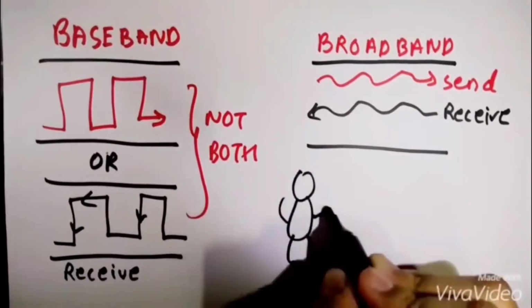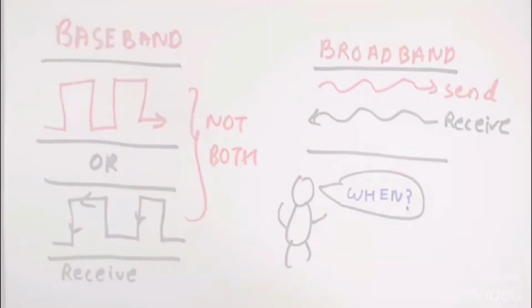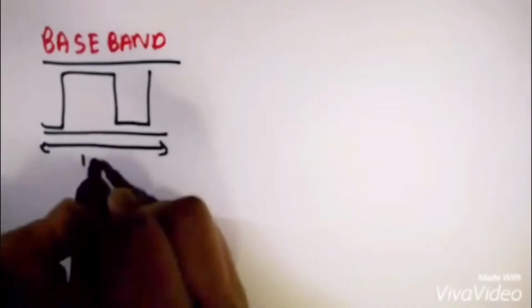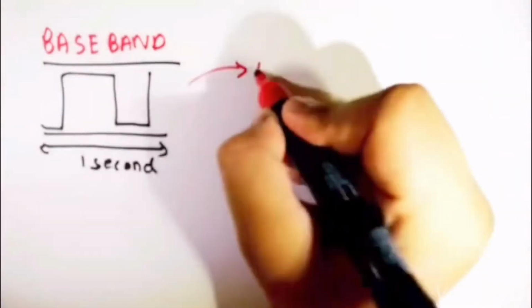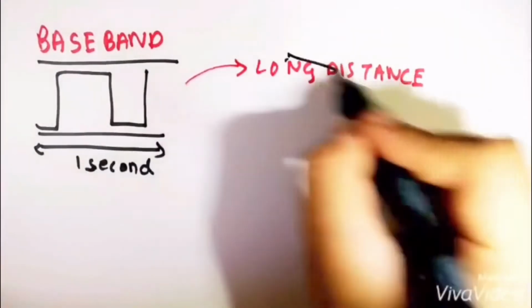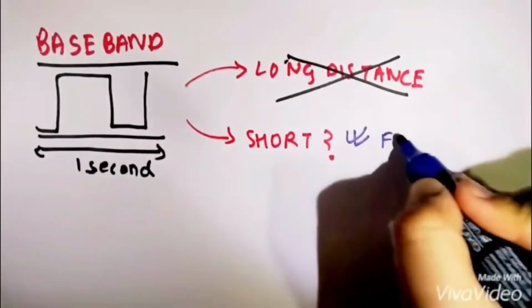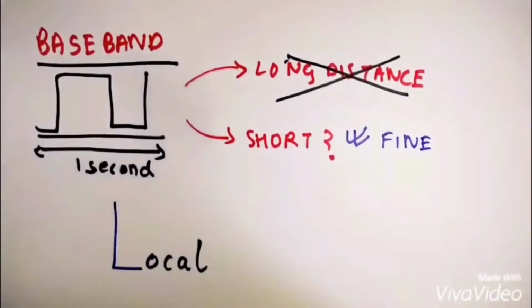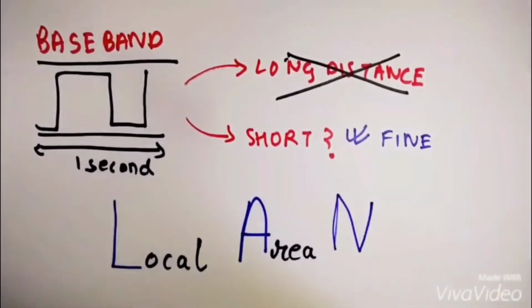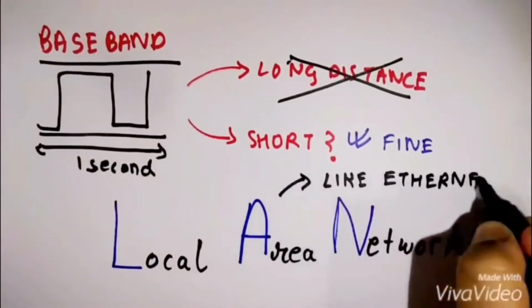But when do we use each of these? The usage depends on the conditions for transmission. Baseband uses very low frequency waves which can deteriorate over long distances. Hence, they are used for short distance communications like communications over a local area network, or LAN, like Ethernet.